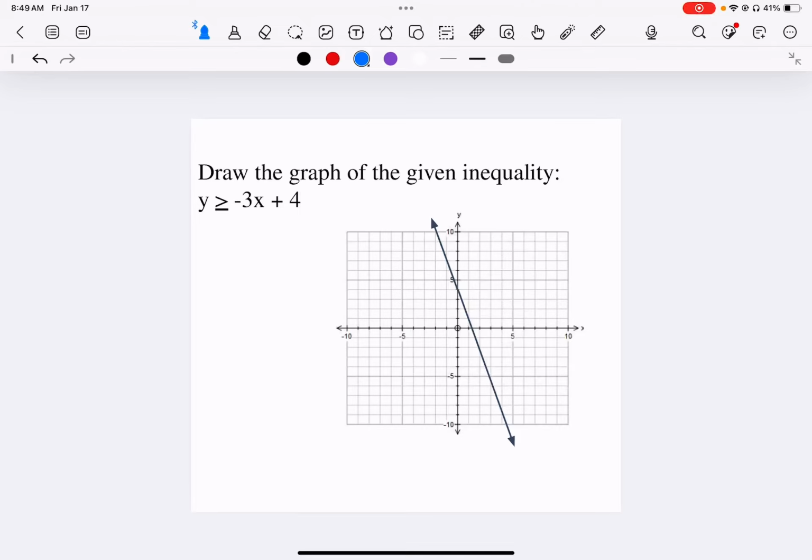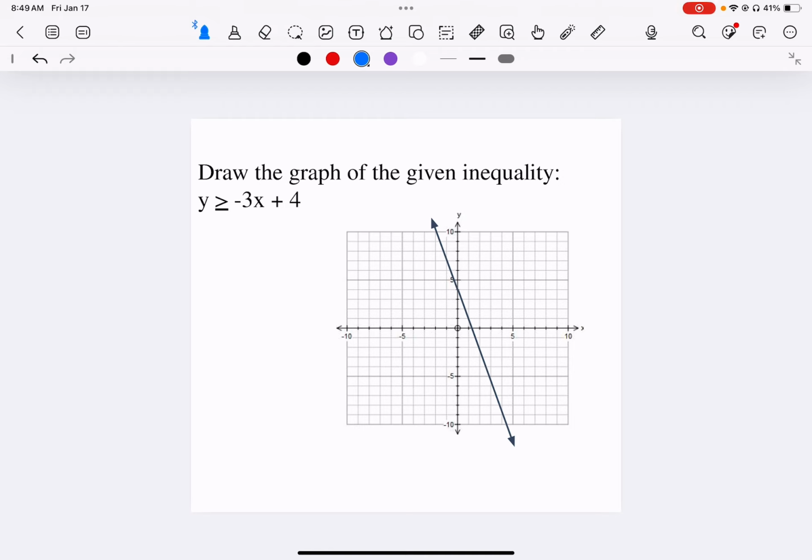This lesson is going to be on drawing the graphs of inequalities. When you're drawing the graph of an inequality, you're going to start in a similar way to when we were just drawing linear equations, by drawing the line. So we have our inequality here, y is greater than or equal to negative 3x plus 4. We already have our line here because we're going to practice drawing the inequality part.